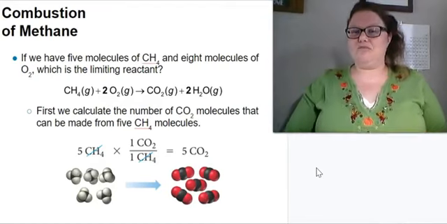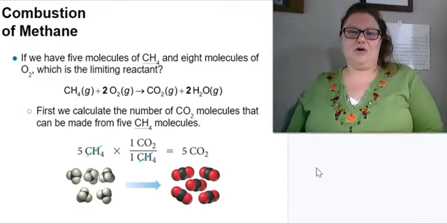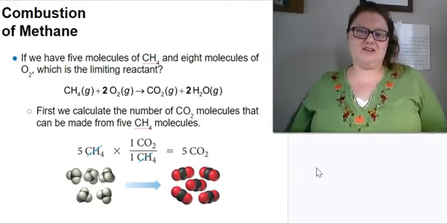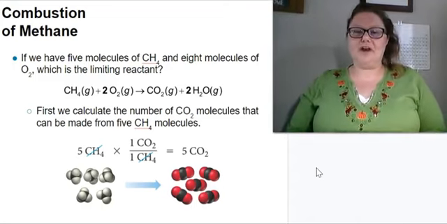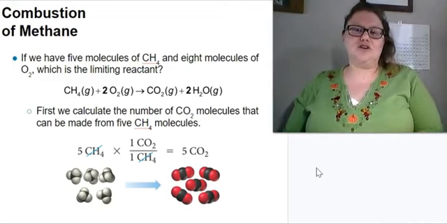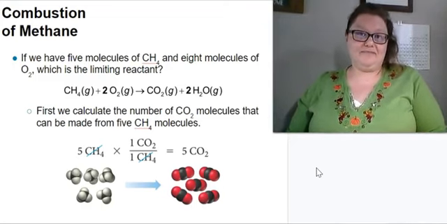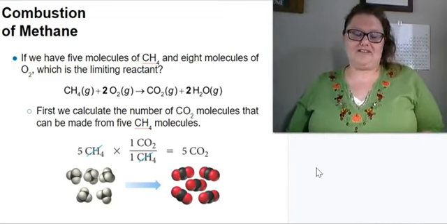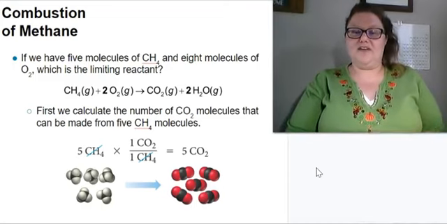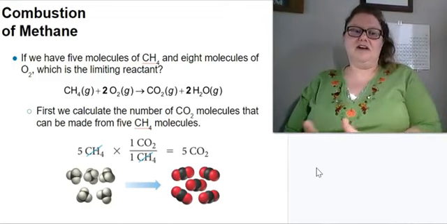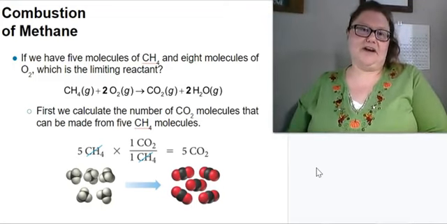Well, what if I have 5 molecules of methane and 8 molecules of oxygen? Which one's going to limit the amount of product we make? Whenever you're given 2 amounts of different reactants, you're going to have to do 2 stoichiometric calculations. You have to do that. There's no other way you can figure this out. You have to say, okay, for reactant 1, this amount, how much product? For reactant 2, I'm given this amount, how much product with that? And then you have to compare the 2.